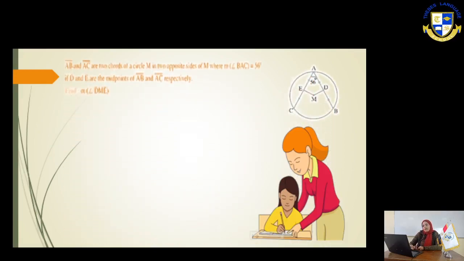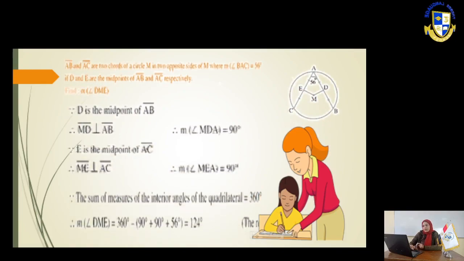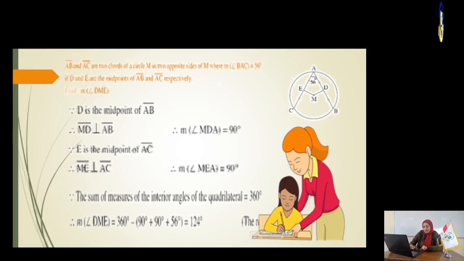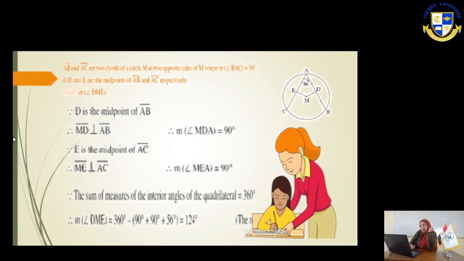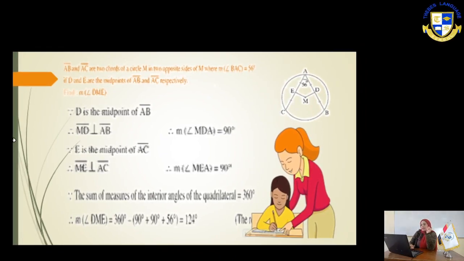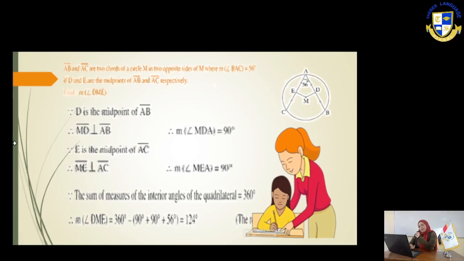AB and AC are two chords of the circle M in the opposite figure. The measure of angle BAC equals 56 degrees, as we see in the figure. If D and E are midpoints of AB and AC, find the measure of angle DME. Now we have the measure of angle A equals 56 degrees, and also MD comes from the center and D is a midpoint of AB, which means the measure of angle ADM is 90. So MD is perpendicular to AB.